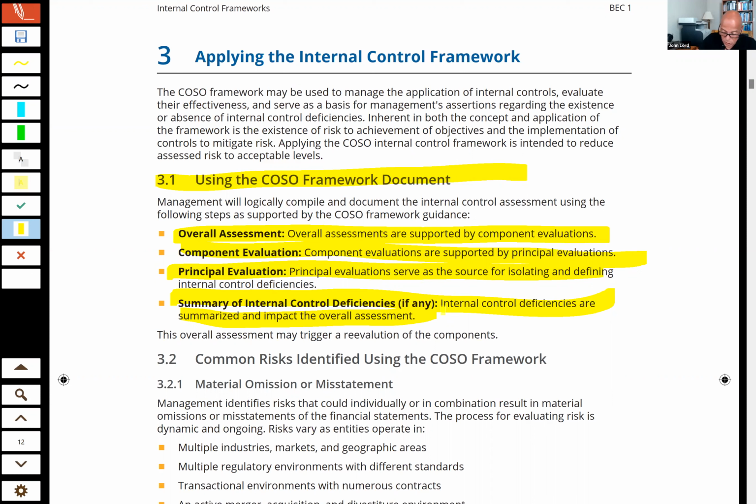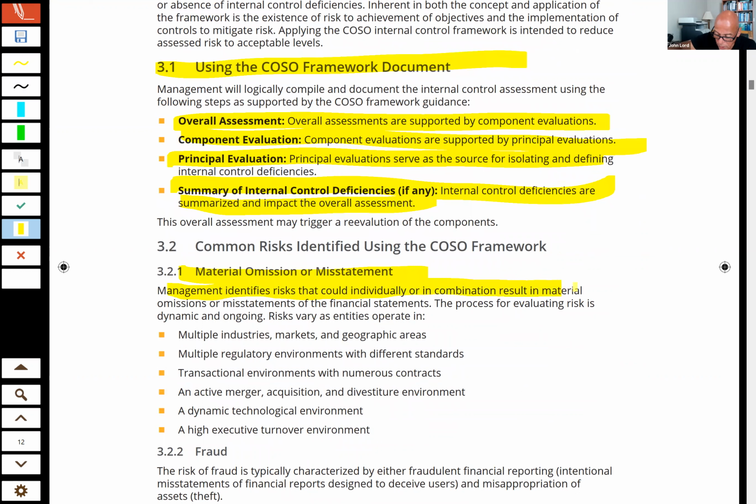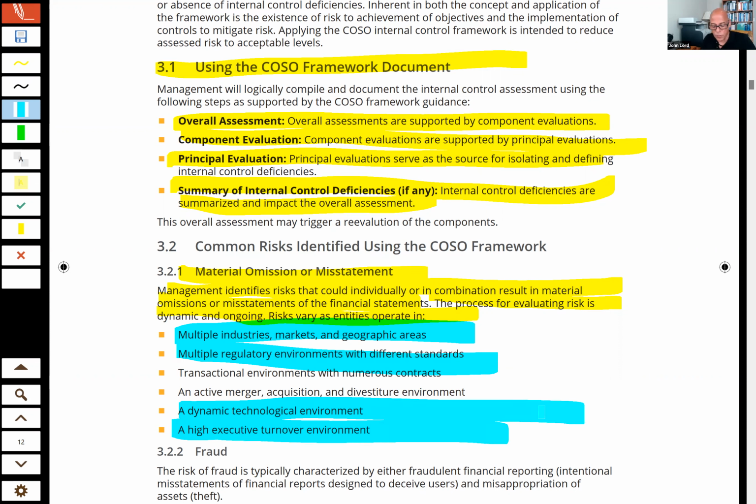Now let's take a look at material omission or misstatement. Management identifies risks that could individually or in combination result in material omissions or misstatements in the financial statement. So now we're just dealing with that one objective, reliability of financial reporting. The process for evaluating risk is dynamic and ongoing. Risks vary as an entity operates in multiple markets and geographic areas, and you can see things that are going to increase the risk. Maybe there are different requirements for different geographic areas, multiple regulatory environments with different standards. If an entity is operating across various state lines, and you're having sales in another state, then you have to be cognizant of the sales tax requirements in each of the 50 states. A dynamic technological environment, high executive turnover, et cetera.